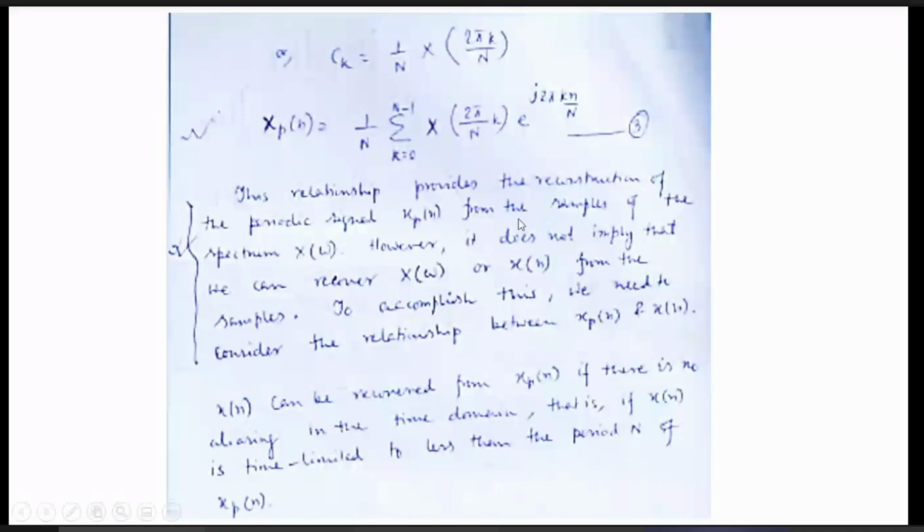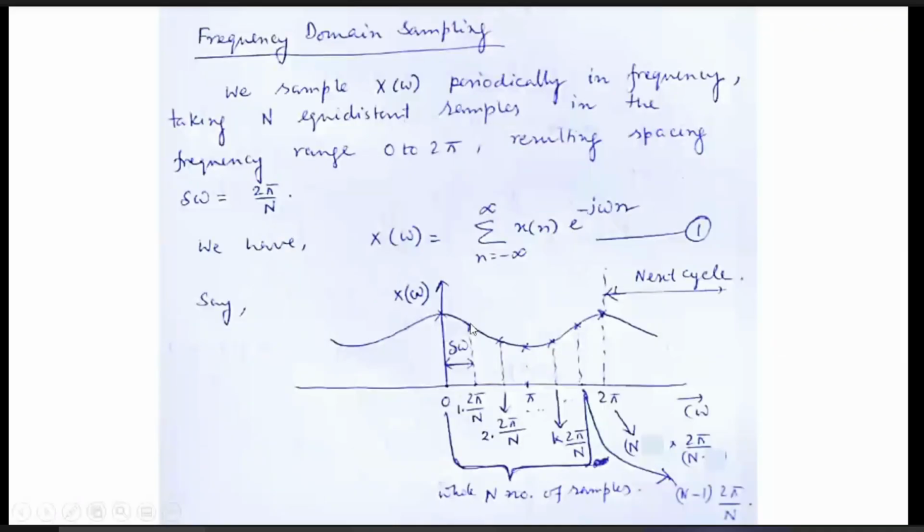This relationship provides the representation of the periodic signal xpn from the samples of the spectrum x of omega. So what we did is initially take the DTFT, which is x of omega, sample it, and after sampling, represent it in terms of Fourier series.